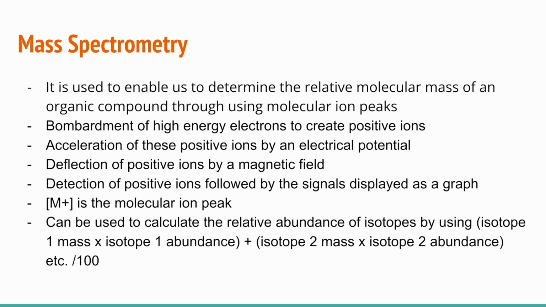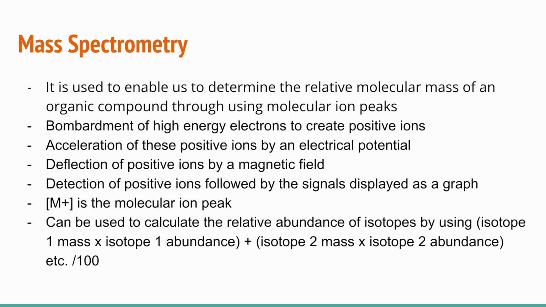So the first part of this topic is mass spectrometry, or mass spec for short. It's used to enable us to determine the MR, or relative molecular mass, of an organic compound through the molecular ion peaks formed by the process. And those molecular ion peaks will appear on a graph of sorts, which we'll see in a few slides.